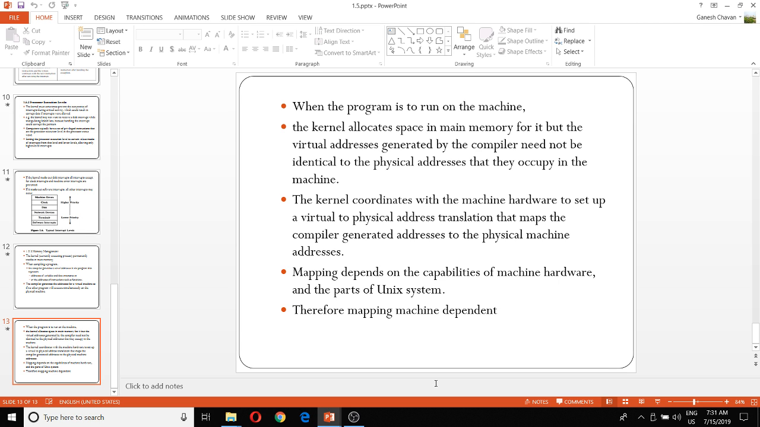the virtual addresses generated by the compiler need not be identical to the physical addresses that they occupy in the machine. The kernel coordinates with the machine hardware to set up a virtual to physical address translation that maps the compiler generated addresses to the physical machine addresses. Mapping depends on the capabilities of the machine hardware and the parts of the Unix system. Therefore, mapping machine dependent things becomes an important activity.